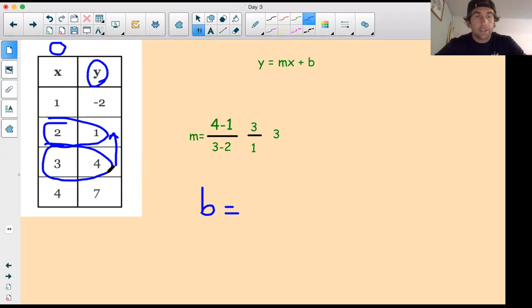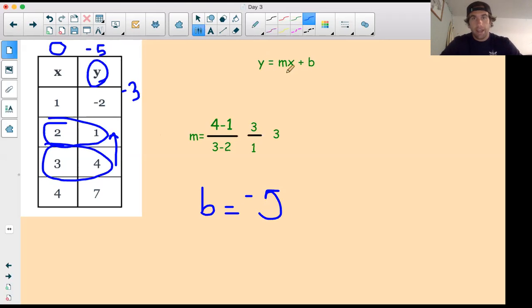7 minus 3 is 4. 4 minus 3 is 1. So it's going down in increments of 3. It's decreasing by 3. 1 minus 3 is negative 2. Now, this might get difficult. So this is negative 2 minus 3. Put it in your calculator. Negative 2 minus 3 is negative 5. So b is negative 5.